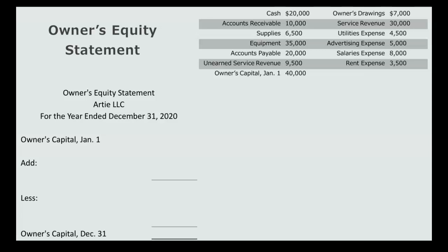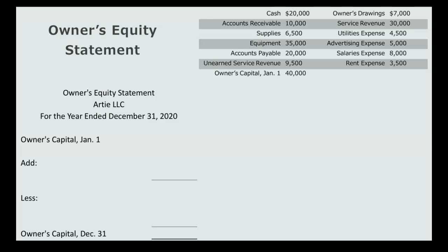So let's take a look at the framework here. The 3 lines at the top are pretty similar to what we just saw on an income statement, right? We have owner's equity statement. So again, just what financial statement are they looking at? We have our company name, RD LLC. And again, this owner's equity statement is for a period of time. And we were told that it was for the year. So we'll put for the year ended December 31st, 2020.